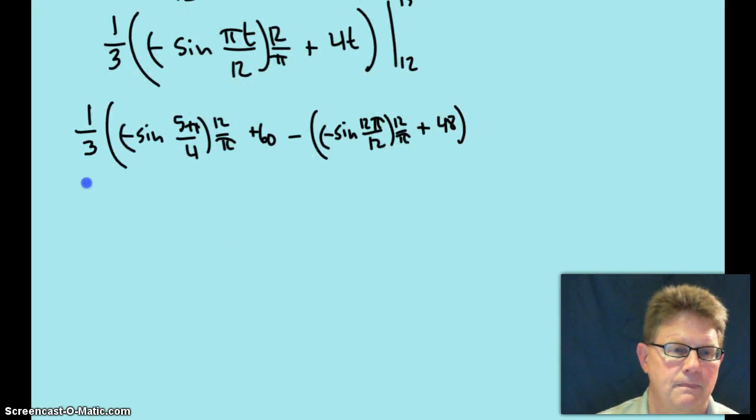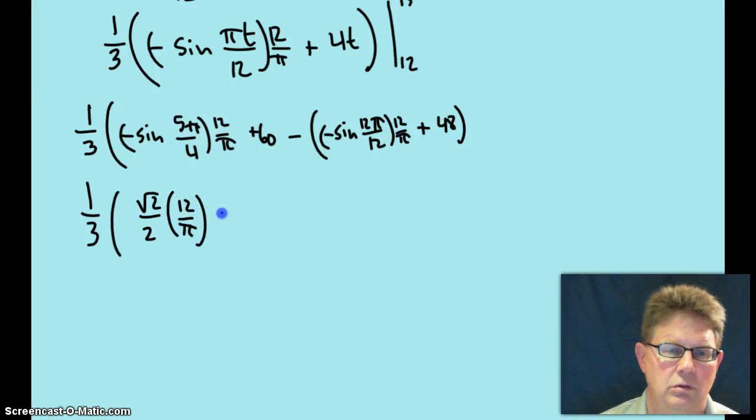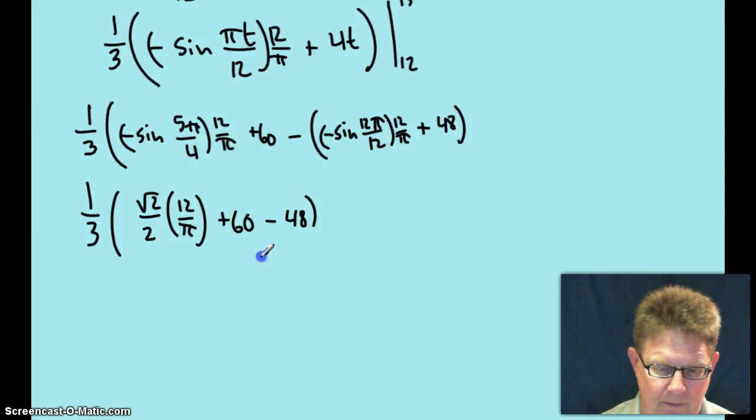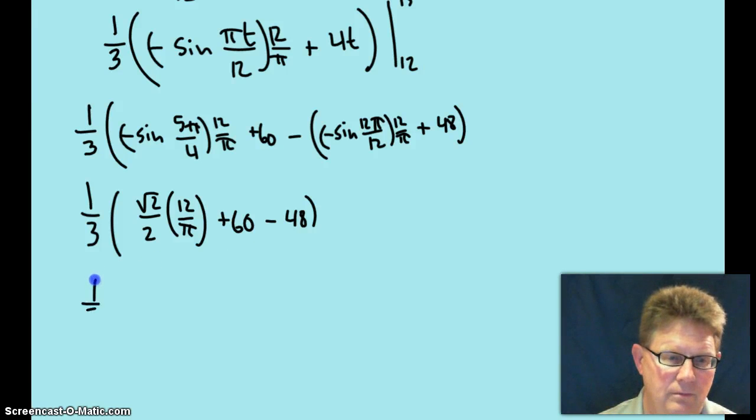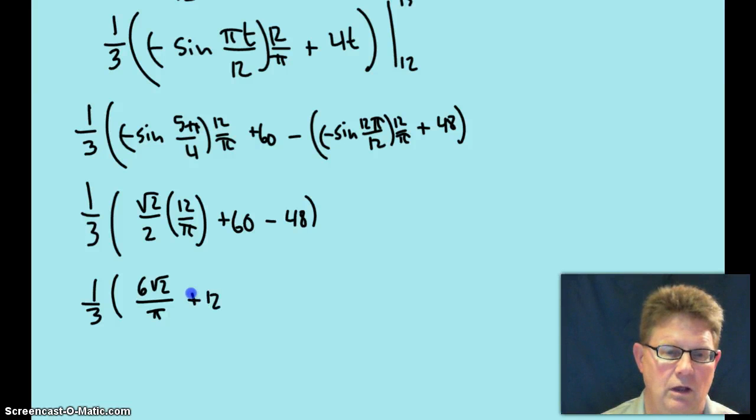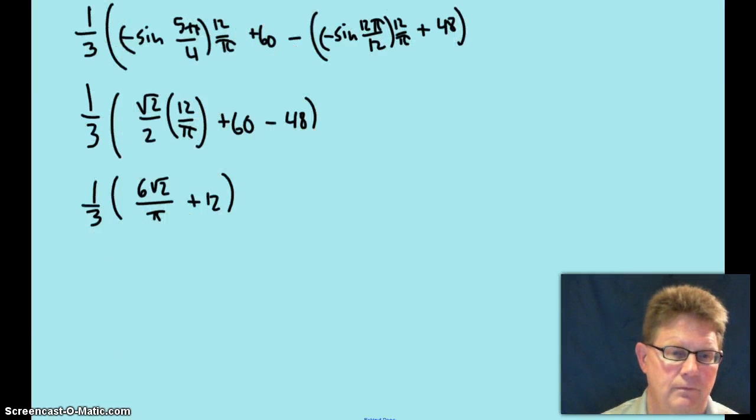So 1/3 times, let's see here, 5 pi over 4 is negative root 2 over 2, but we have a negative sign in front of it, so root 2 over 2 times 12 over pi plus 60 minus 48. So 1/3 of, let's see here, 2 and the 12 will cancel, 6 root 2 over pi plus 12. So 6 and the 3 will cancel, 2 root 2 over pi plus 4.